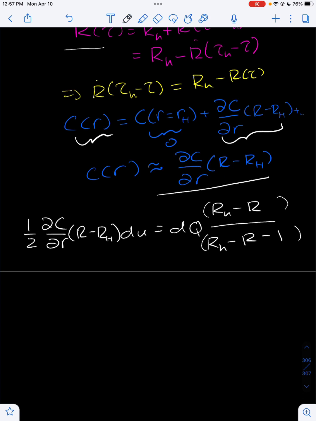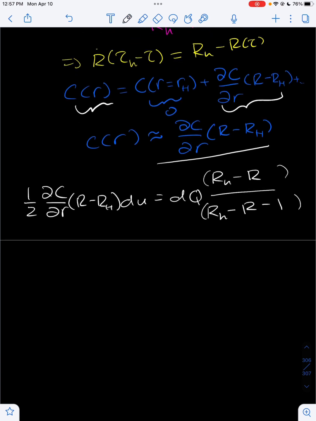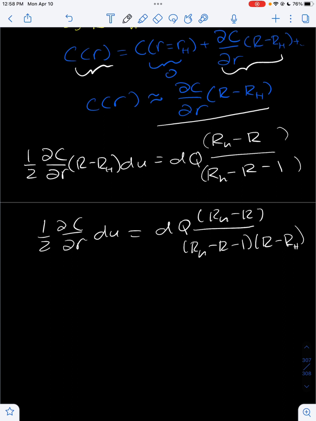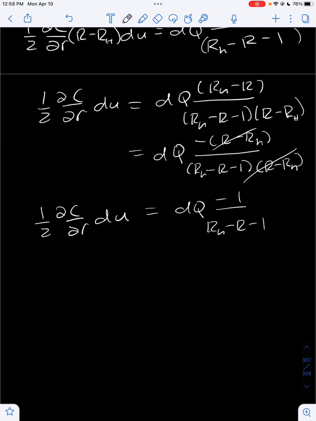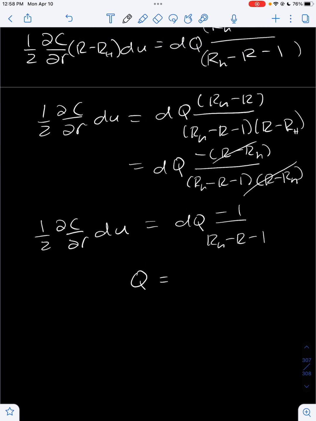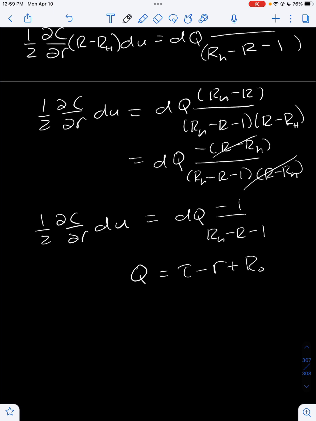So I'm just going to write it like that in case anyone's trying to follow along in some textbook. So going forward, what we want to do now is divide both sides by r minus r_h, and then we can flip this, so we have dq times minus r minus r_h, and by doing that we can cancel some things out. We can cancel that with this one right over here, giving us a negative sign. Remember that q is tau minus r plus r naught, and that's what we have here.